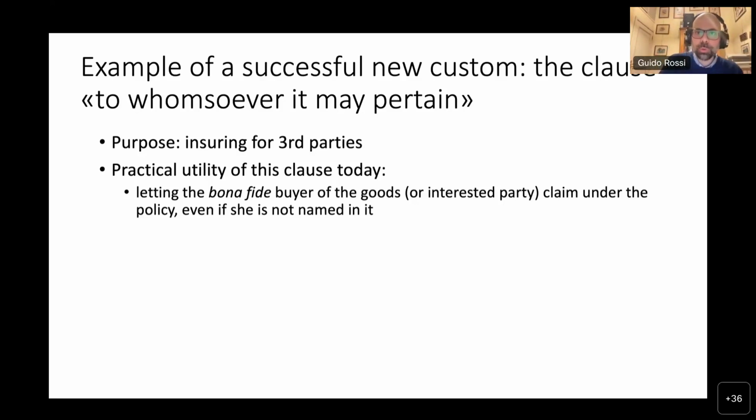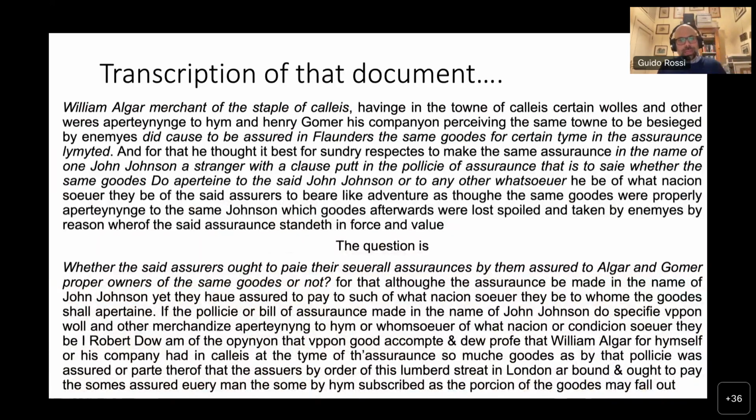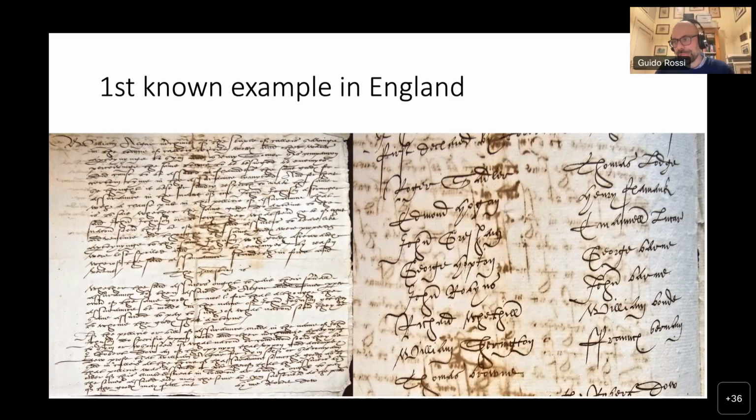So today, you can appreciate its utility, but at the time, it was something very new and very dangerous for insurers. The first example we have is here. I have a transcription, but that is too long to read, so I'll skip it. What happens is that during a siege of an important city, Calais, at the time still in English hands, but we are in 1558, so the French are about to occupy this city, one Englishman, very smartly, decides to insure his belongings, his warehouse in Calais, under the name of a Dutchman, including in the insurance policy this clause, "to whomsoever the merchandise shall belong."